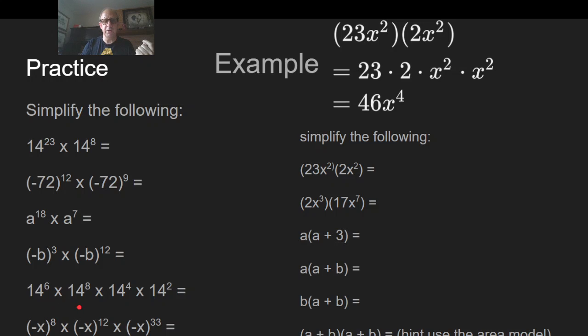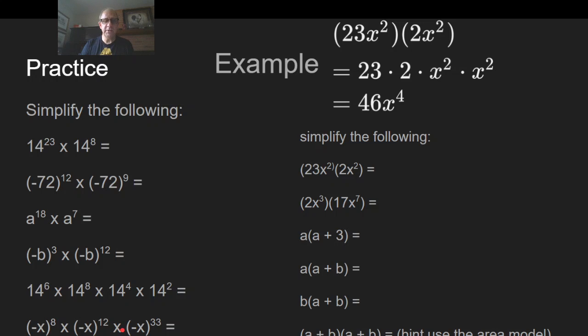Take a second and think about this one. If I have 4 exponents, they all have the same base, and I'm multiplying, what am I going to do with the powers? I'm going to add them all up. 6 plus 8 plus 4 plus 2. 6 plus 4 is 10. 8 plus 2 is 10. So if I add those all up, that would be 20. So the answer to this would be 14 to the 20th power. Okay?